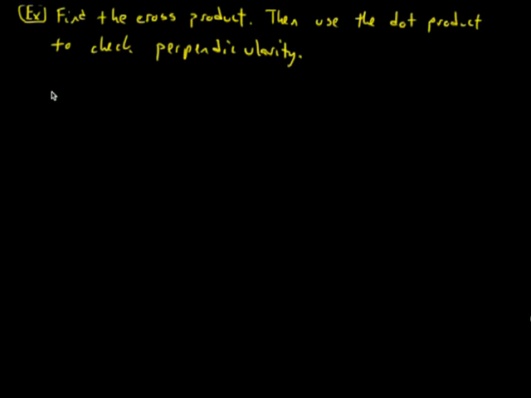Okay, so let's say I've got my two vectors. Let's say vector A is, let's see, we'll do 5, 2, 3. And let's say vector B is negative 2, 5, 0.